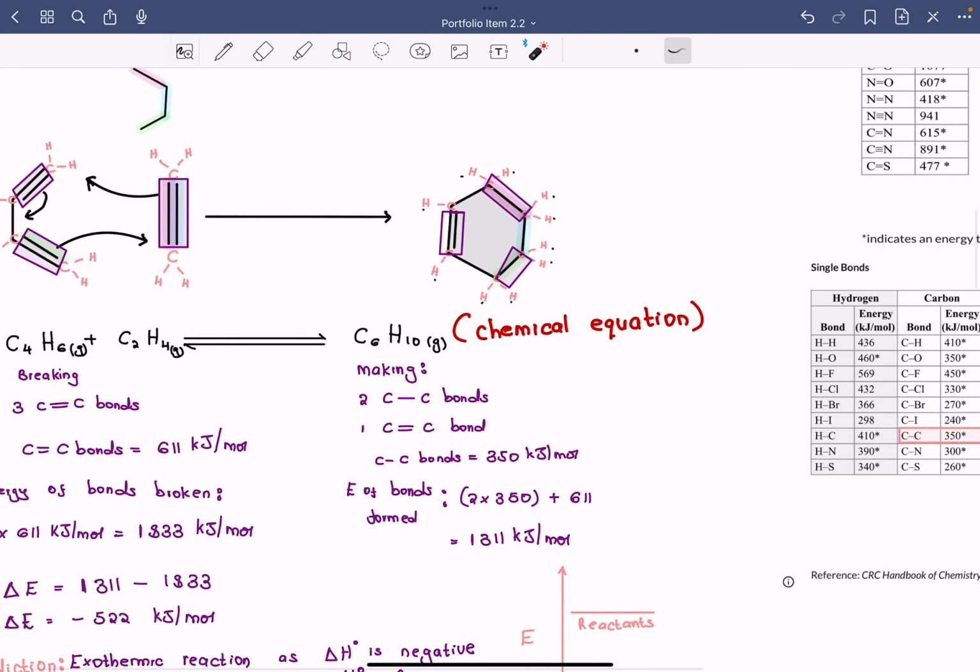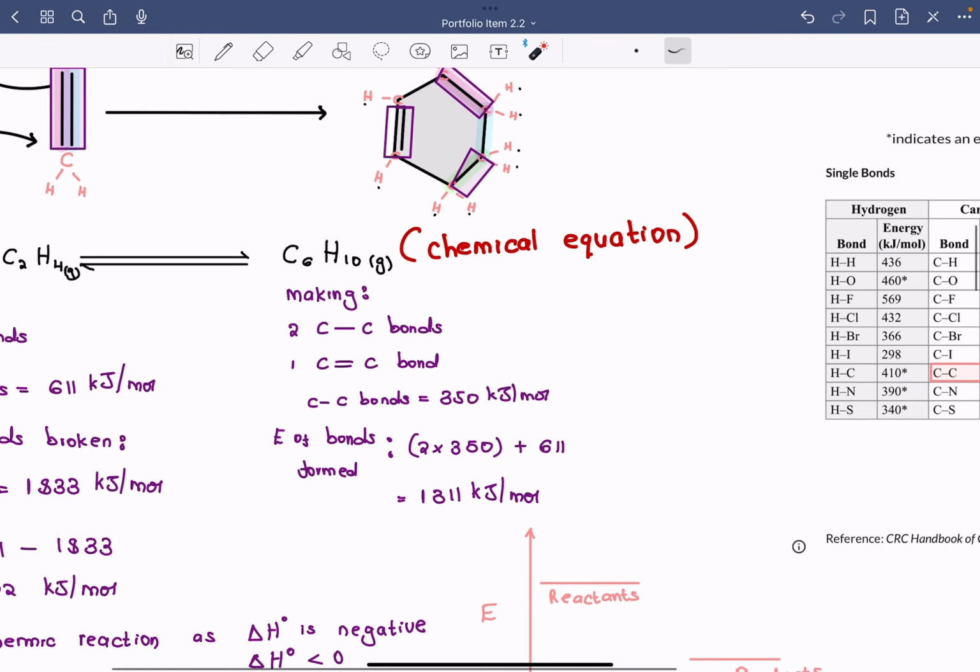And so let's see how many bonds are being made. After breaking, one of the double bonds moves here and makes a double bond. So we are making 1 C to C double bond, and then we broke these two double bonds, and we are forming 1 and 2. So we are forming that single bond and that single bond. So we are forming 2 C to C bonds.